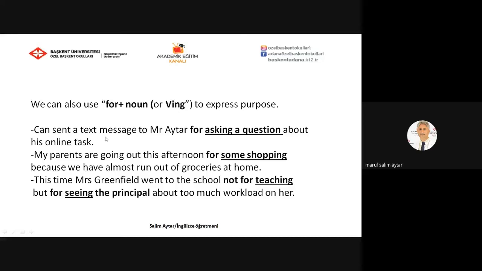John sent a text message to Mr. Itar for asking a question about his online task. My parents are going out this afternoon for some shopping. See, after for, we can easily have a noun. This time, Mrs. Greenfield went to the school not for teaching, but for seeing the principal about too much workload on her.